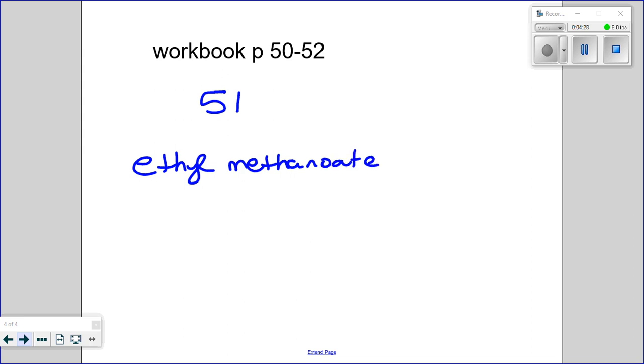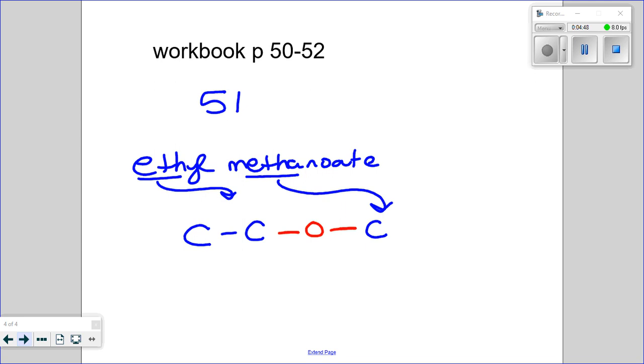I can tell because of the 2 names and the OATE ending that this is an ester. Because I know it's an ester, I know that my ethyl and my methanoate will be separated by a central oxygen. The ethyl side will have 2 carbons, so I'll put 2 carbons. The methanoate side, methane, will have only 1 carbon, so I'll put 1 carbon on the other side.